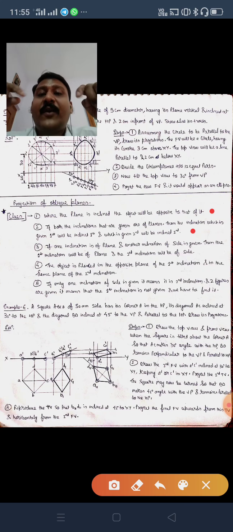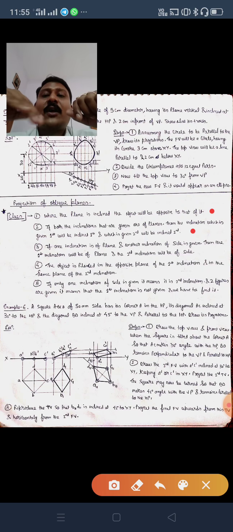Means if the first inclination is given inclined to HP and the second inclination is given inclined to VP, then the first inclination is inclined to HP, so definitely the object will be drawn in VP, and the second inclination is also given in VP. So definitely both the second inclination and the object are in the same plane, in VP.